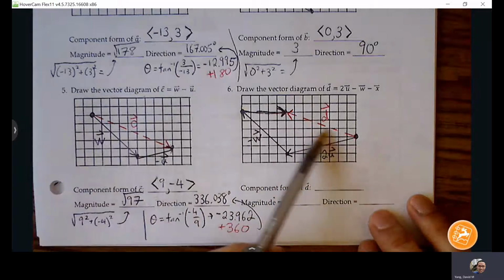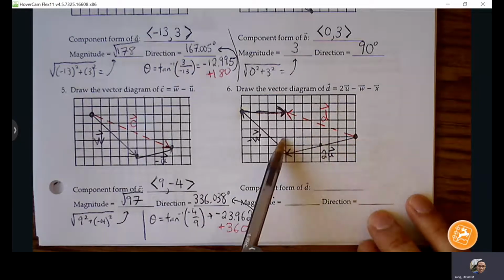All we care about is vector D. So left and up.